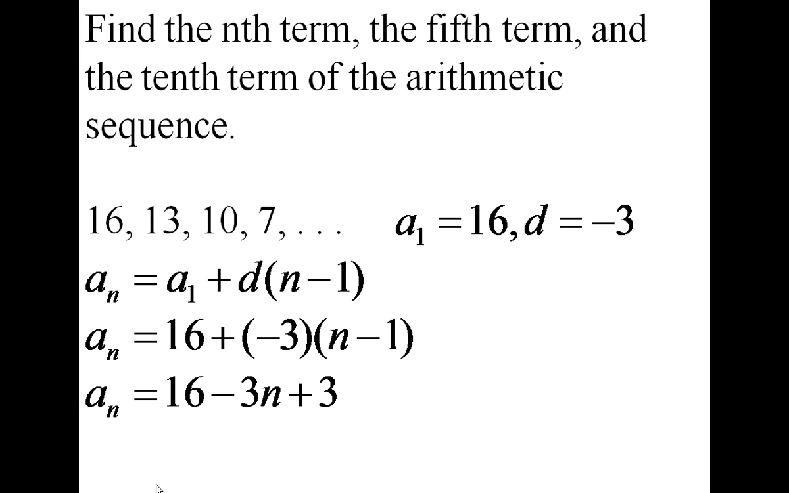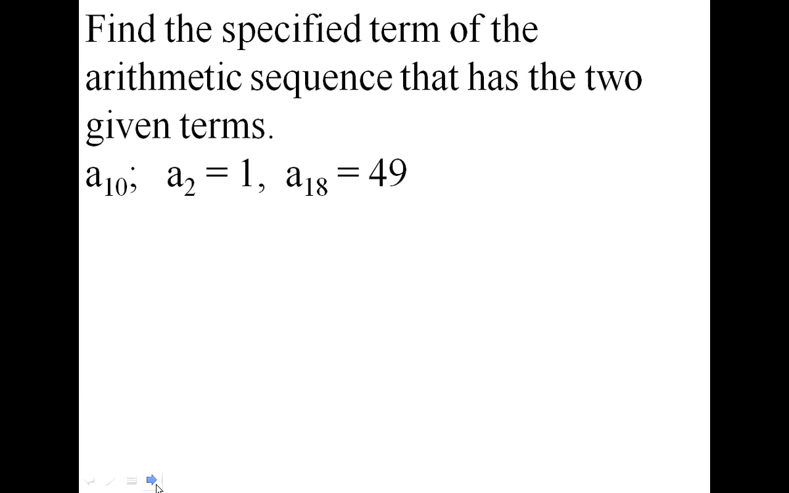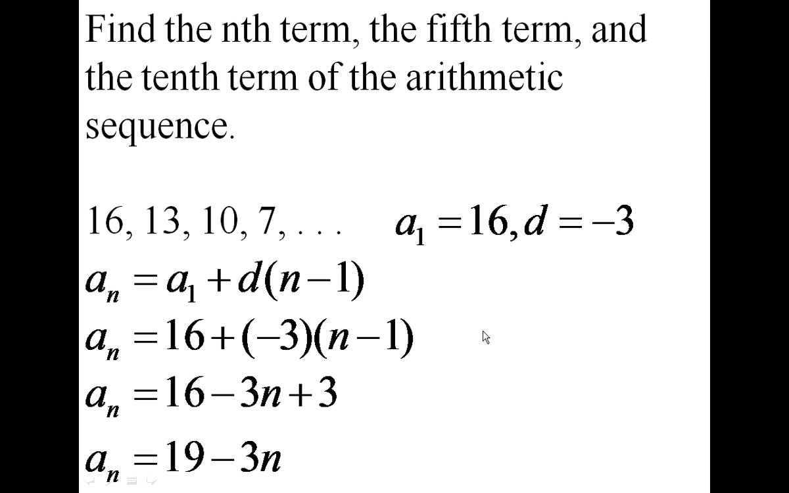And it doesn't take a rocket scientist to solve this. You get 19 minus 3n. And just a quick check, you put in 1 for n, you get 16. Put in 2, you get 13. 3, you get 10. 4, you get 7. So it works. So that takes care of the first one. Now for the fifth term, you're just going to put in 5 for n, and the fifth term will be 4. And then the 10th term will be negative 11.